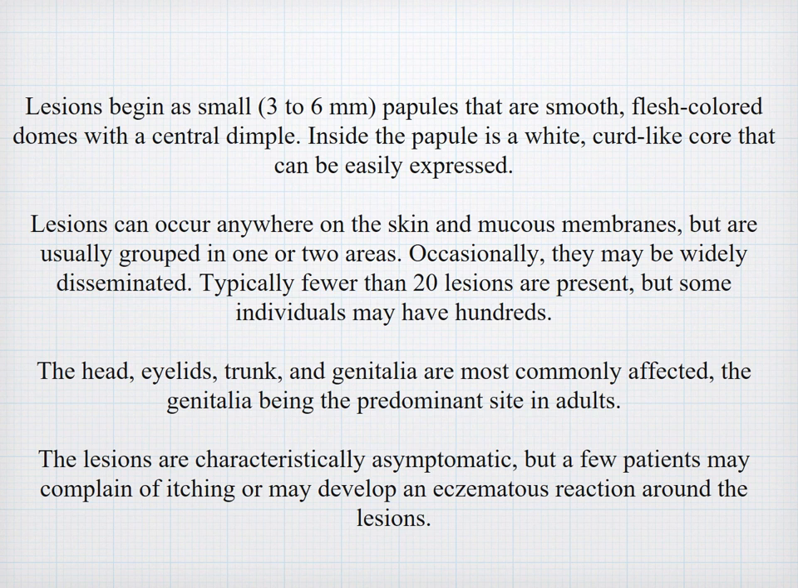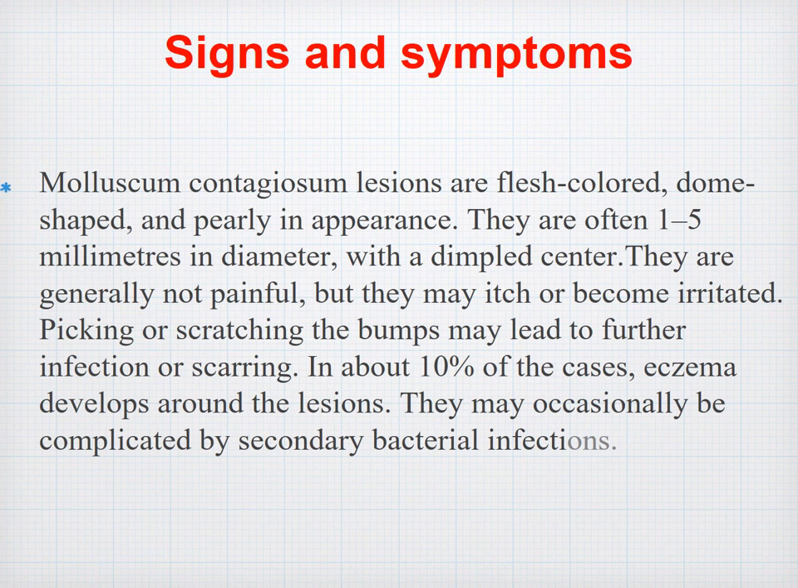The head, eyelids, trunk, and genitalia are most commonly affected, the genitalia being the predominant site in adults. The lesions are characteristically asymptomatic, but a few patients may complain of itching or may develop an eczematous reaction around the lesion. Molluscum contagiosum lesions are flesh-colored, dome-shaped, and pearly in appearance. They are often 1 to 5 millimeters in diameter with a dimpled center. They are generally not painful, but they may itch or become irritated, and picking or scratching the bumps may lead to further infection or scarring.